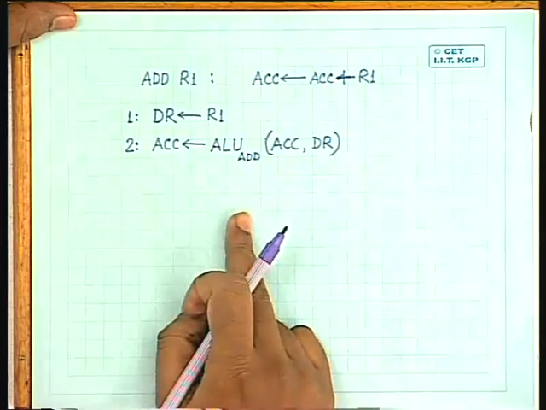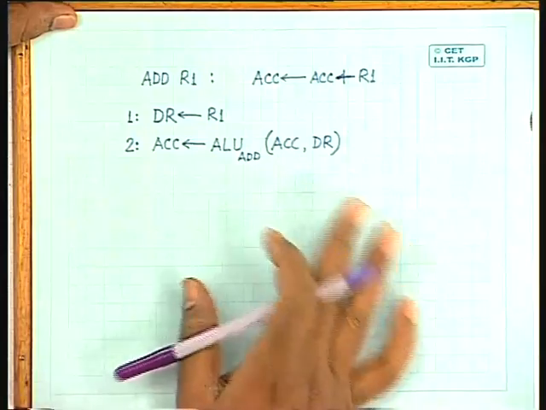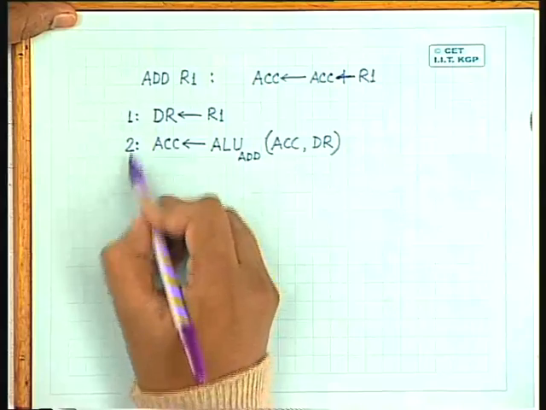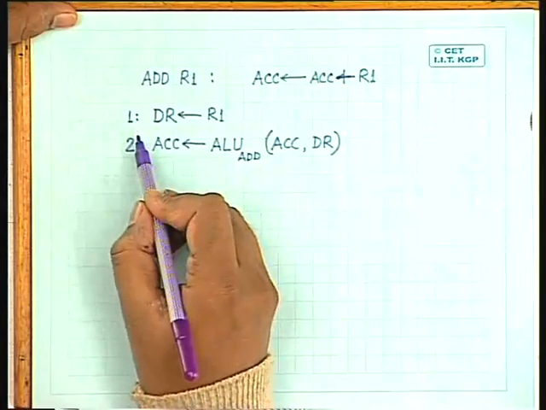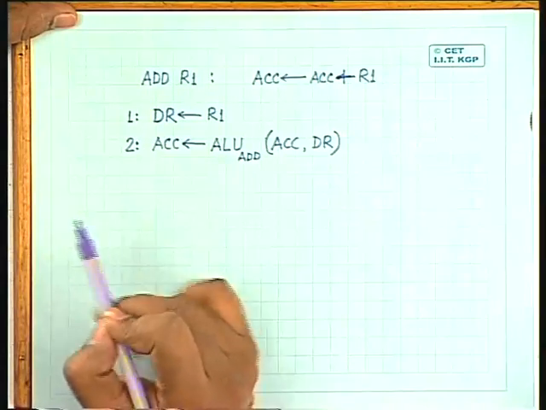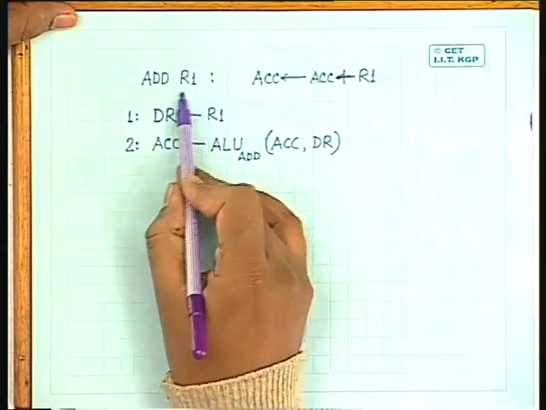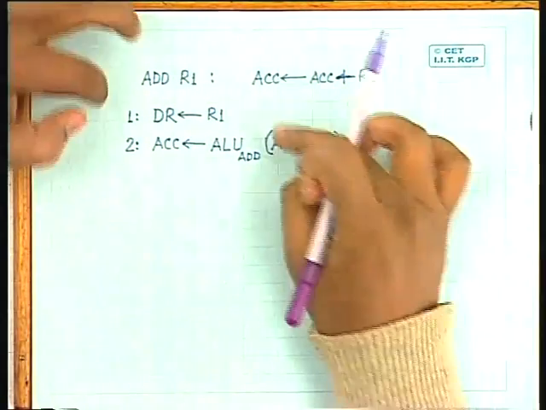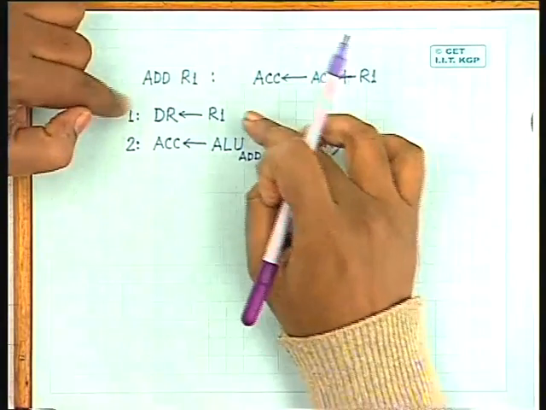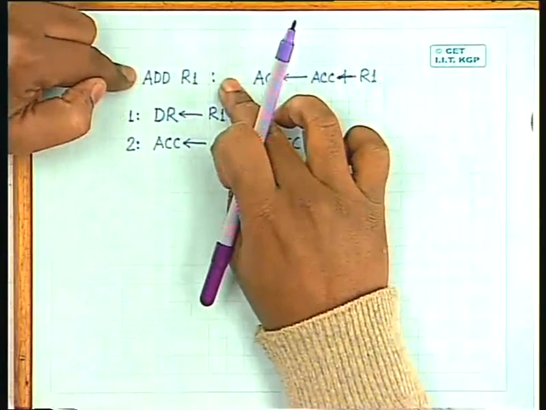Okay. So how does the ALU know that it has to add? I'll come to that. These are the two operations which are to be performed while executing this add R1 instruction. These types of operations are called micro operations. Add R1 is a complete operation. You break that operation into a number of micro operations in sequence. So when all those micro operations in the proper sequence are complete, then only the execution of the instruction is complete.